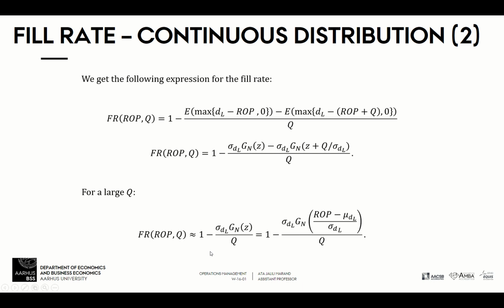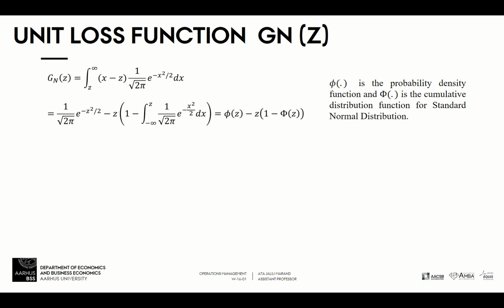Again, assume that we have a desired fill rate, FR, not this realized fill rate, which is a function of ROP and Q. Assume that we have a desired fill rate, and we know the order quantity Q. Then we need to find an ROP which, if we put it in this formula, gives a realized fill rate at least equal to the desired fill rate, just similar to what we did for the discrete case.